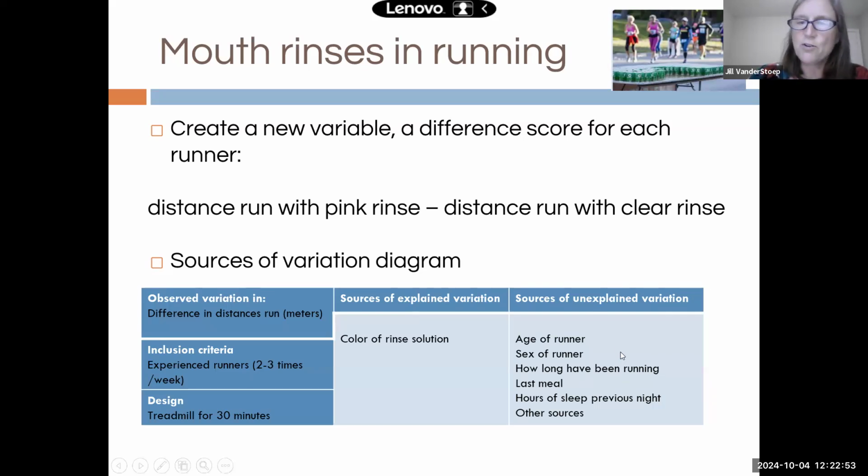But here's another great thing about the repeated measures design: we've kind of controlled for a lot of these, because a lot of these are connected to the individual runner. And we've got the exact same individual runners in our two groups because they're the exact same people. So the average age of the runners in the pink group and the clear group will be the same, and the proportion of males in the pink and the clear group will be the same, and the proportion of females will be the same, et cetera. So this paired design is going to reduce a lot of that individual variability.